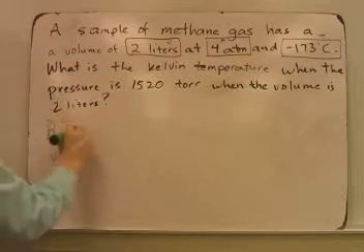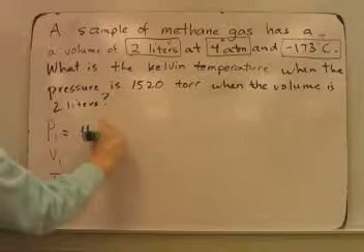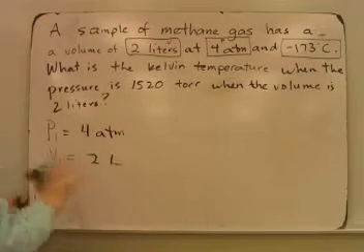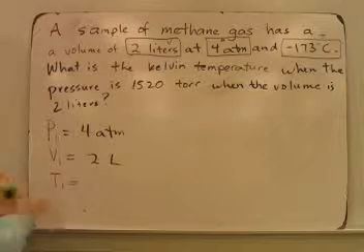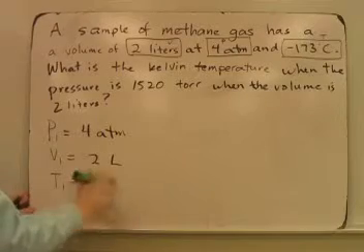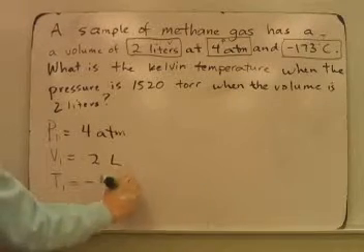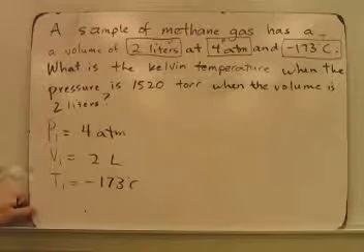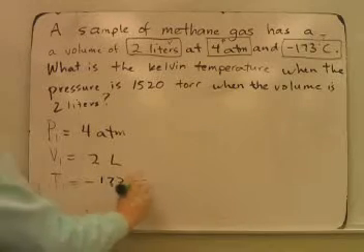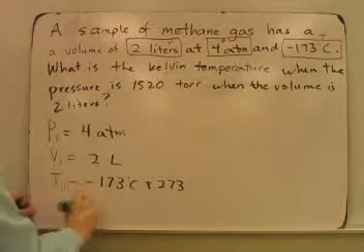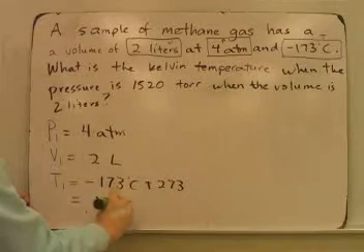So our pressure is 4 ATM. Our volume is 2 liters. And our temperature is negative 173 degrees Celsius. So since we know we have to change temperature to Kelvin, let's go ahead and change it right now. So we have to add 273. So that means our temperature is going to be 100 degrees Kelvin.